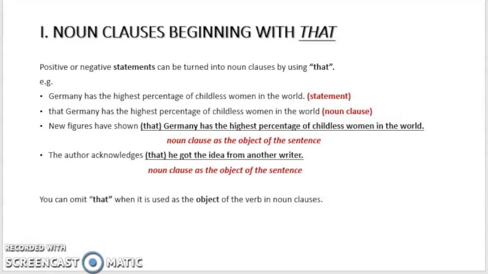Let's have a look at another example. The author acknowledges that he got the idea from another writer. In this sentence, that he got the idea from another writer is a noun clause beginning with that. Please note that you can omit that when it is used as the object of the verb in noun clauses. In other words, using that is not always necessary in noun clauses beginning with that and functioning as the object of the sentence. Now, let's have a look at some of the verbs that are followed by that clauses.